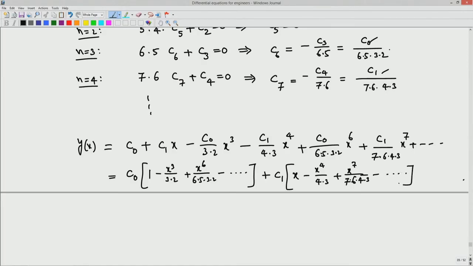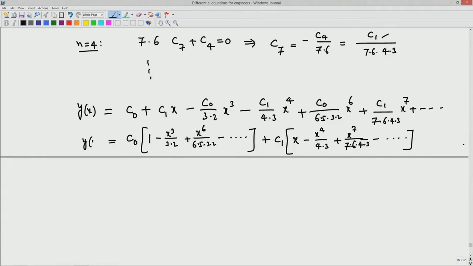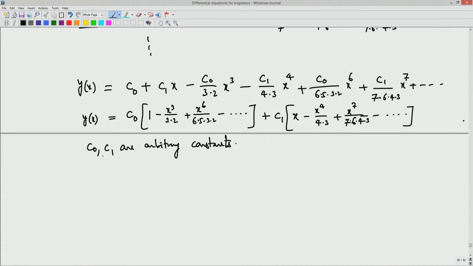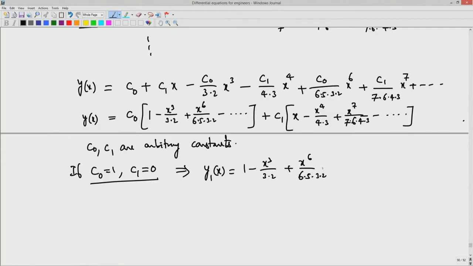So, this is what you have. This is your y(x), where C0 and C1 you could not find. So, they are still arbitrary constants. So, these are your solutions. If they are arbitrary constants, C0 I take as 1, C1 I can choose as 0. Okay. That implies if I choose this I have one solution, that is also a solution, right. So, y1(x) will be 1 minus x cube by 3·2 plus x 6 by 6·5·3·2 minus and so on.